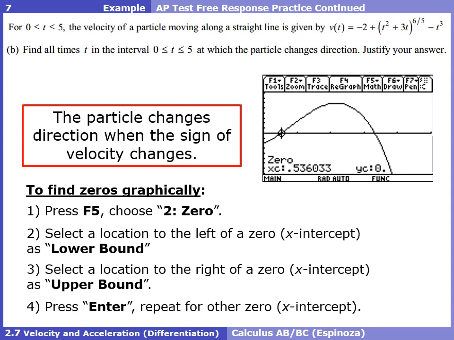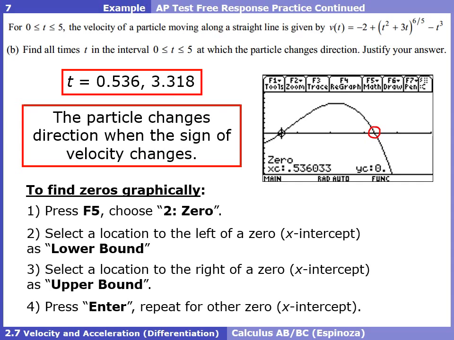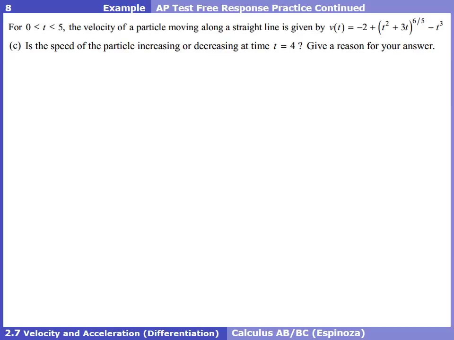To do the second 0, all you need to do is repeat that process, and you'll find that the 2 times when the particle changes direction are 0.536 and 3.318. Okay, last part of this free response question is part C. Is the speed of the particle increasing or decreasing at time equals 4?